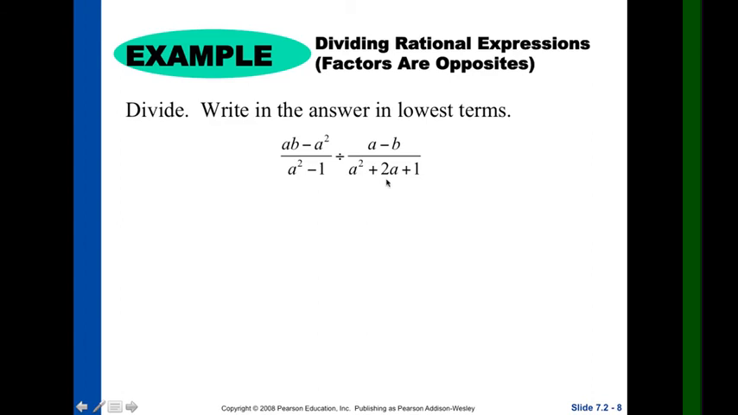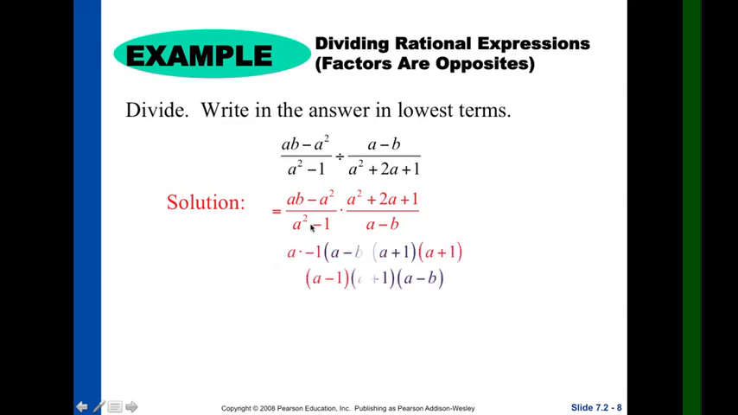And then, we have another example for the dividing rational expression. Factors are opposite. So, for this portion, kukunin ulit natin yung reciprocal ng a minus b over a squared plus 2a plus 1. And then, we can do now a factoring. So, yung a dito, di ba? Yung factor ni a squared plus 2a plus 1, that is a plus 1 and a plus 1.